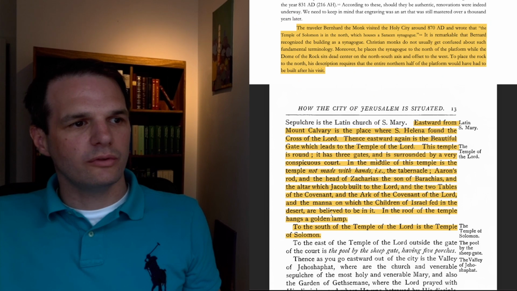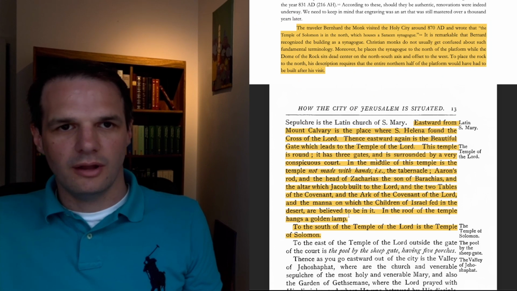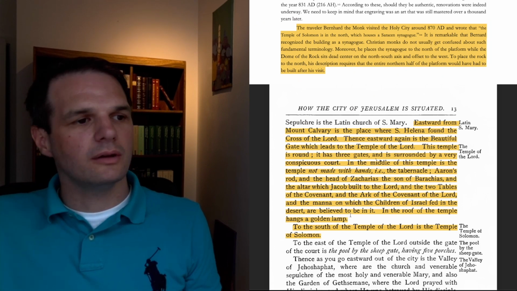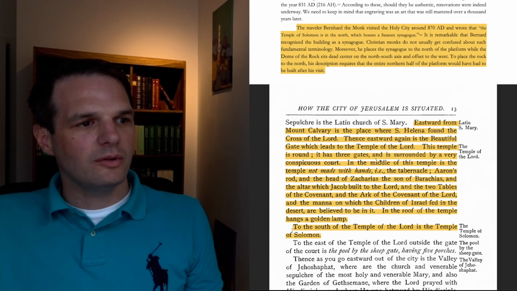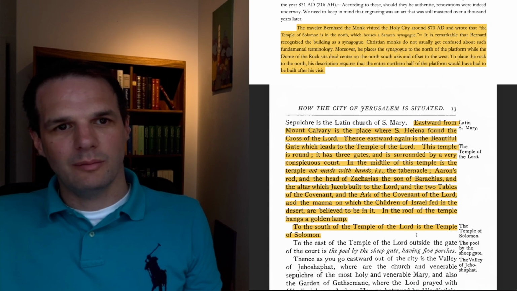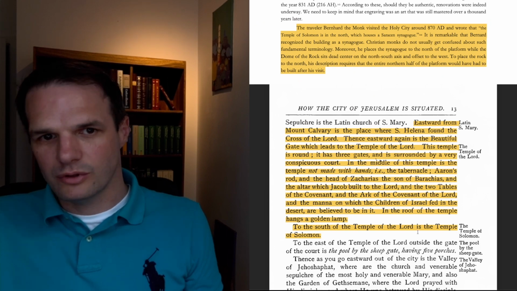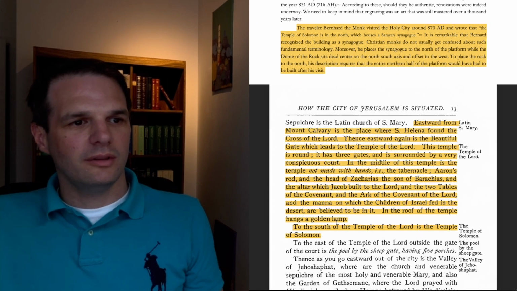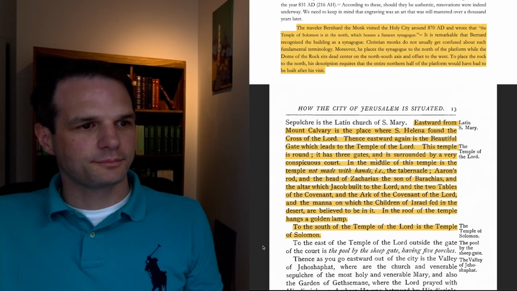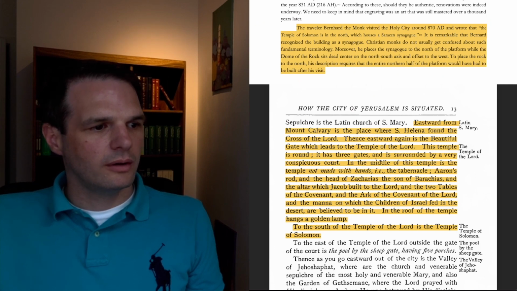But let's continue. "In the roof of the temple hangs a golden lamp." Yeah, well, we will also see here that again and again in different accounts. This lamp seems to have been very impressive. But now comes the important bit. "To the south of the temple of the Lord is the temple of Solomon." Remember before we talked about the temple of Solomon and where it's located to the north of, well, somewhere, which turns out to be the southern wall. Well, that's the Al-Aqsa Mosque. Temple of Solomon is the Al-Aqsa Mosque. It's to the south of the Temple of the Lord, which is the Dome of the Rock. So let's go back quickly to our map.